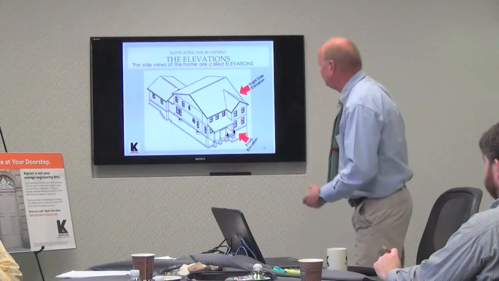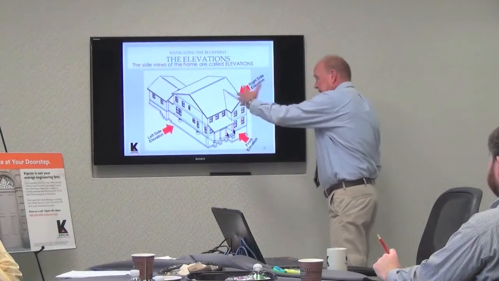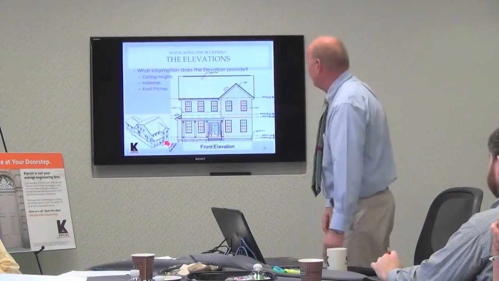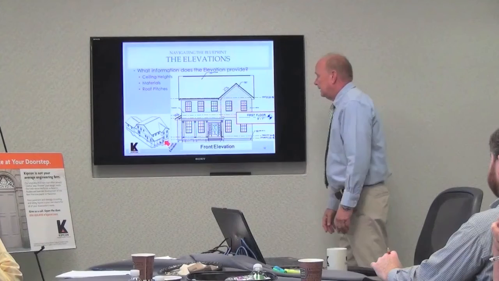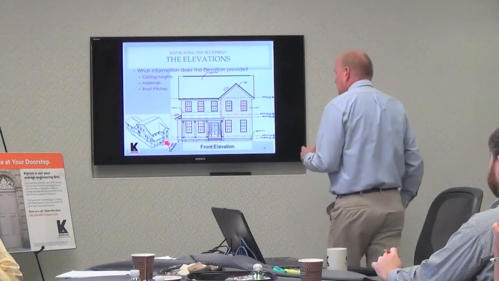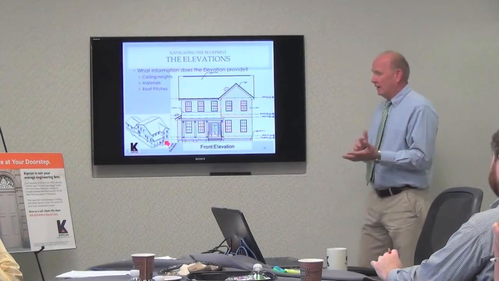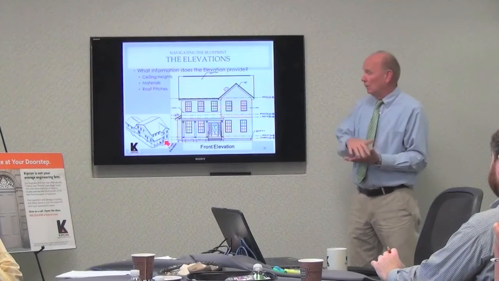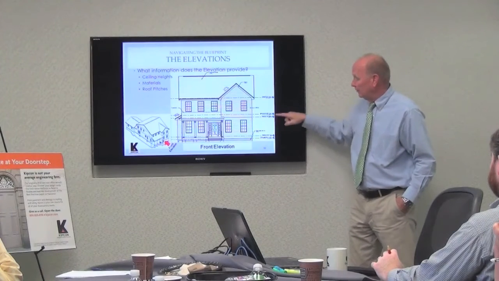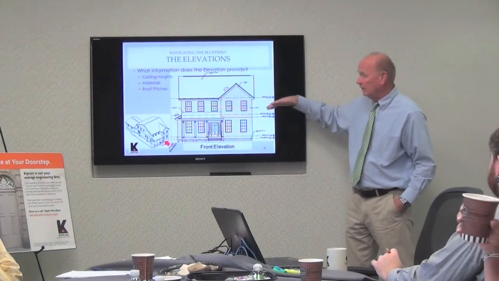So the elevations, that's what something looks like, looking at it straight on. It's always from right, left, rear, and front. The elevations are good to have because if you need to know ceiling heights or floor thicknesses, they'll always be on the elevation pages. They'll always tell us the ceiling height on the elevation pages.